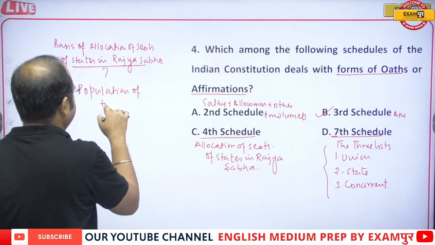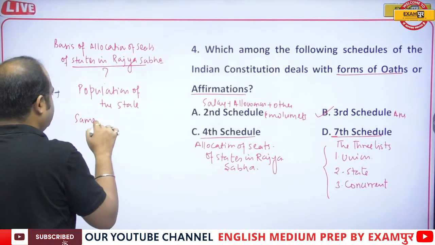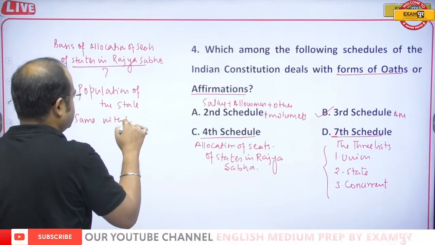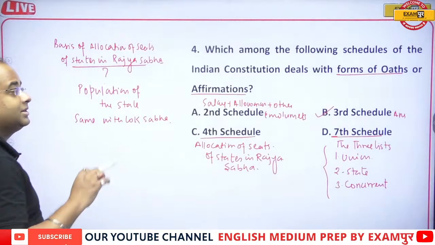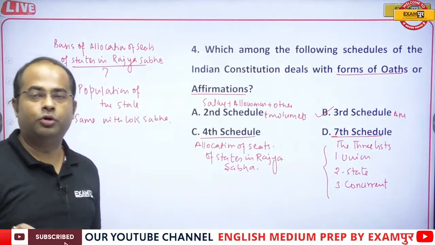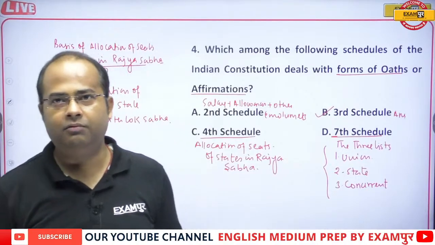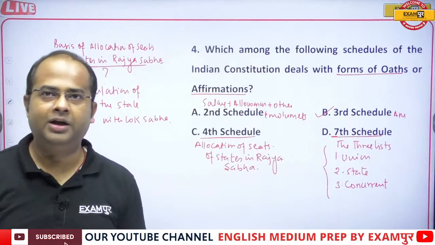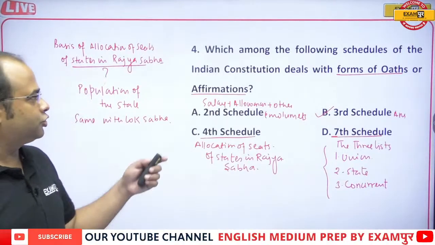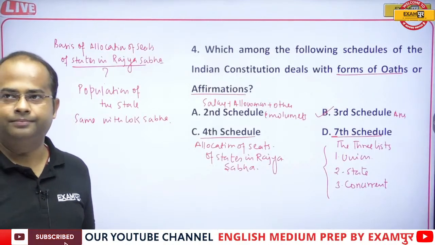Population of the state. The same is true with the Lok Sabha. And the population considered is the 1971 census. It is not the present population, it is the population of the 1971 census. So the correct answer will be, guys, option B, that is Schedule 3.